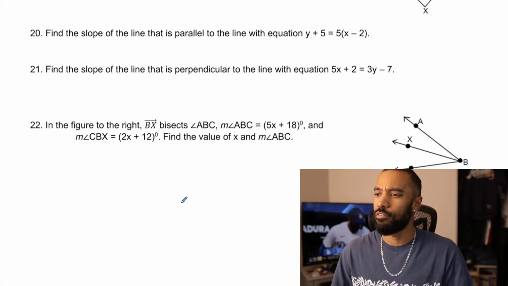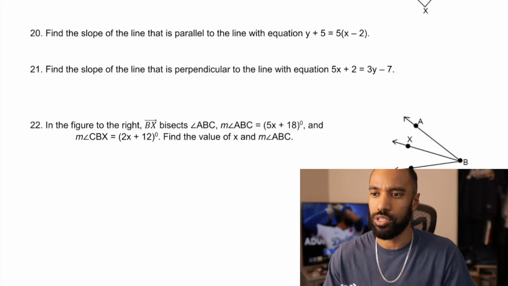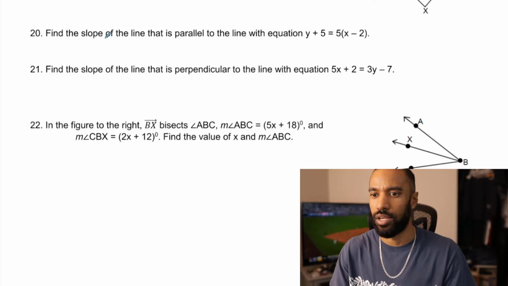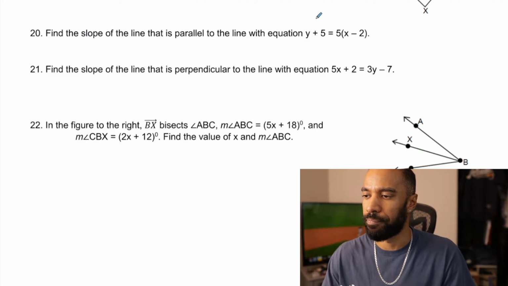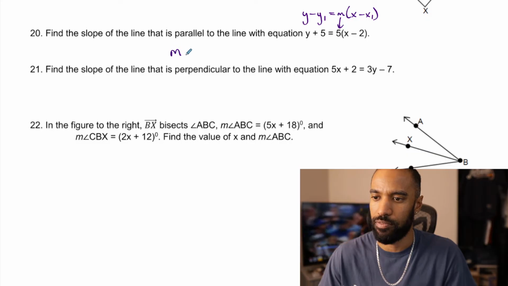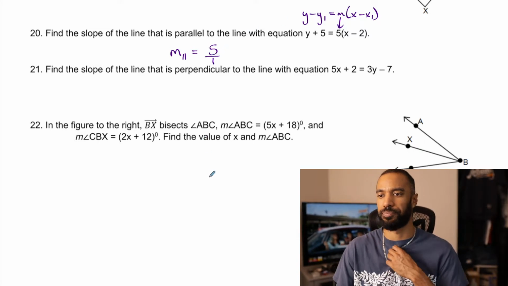All right, find the slope of the line parallel to this equation here. Now this is no longer y equals mx plus b form. Just find the slope of the line. This is point slope form. This is y minus y1 equals m times x minus x1 right here. M is your slope. So the slope of a line that's parallel here would be 5, or 5 over 1.